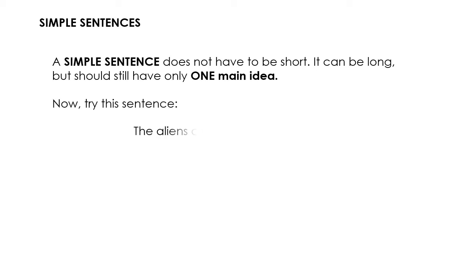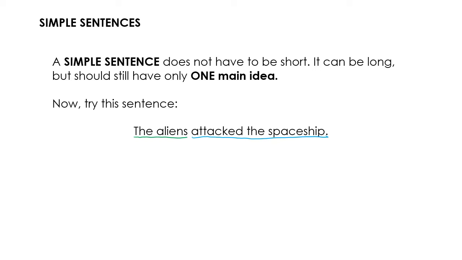Now, this sentence, the aliens attacked the spaceship. Okay, so what is the subject? Did you spot it? The subject is the aliens. So what is the predicate? Attacked the spaceship. It's one idea, one action. Now, how would you make that a longer sentence, but still only keep one main idea?